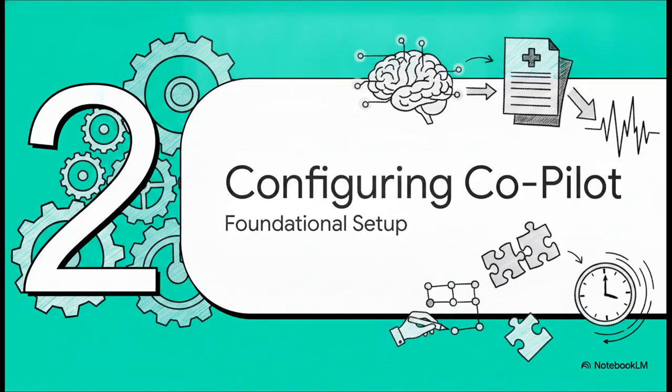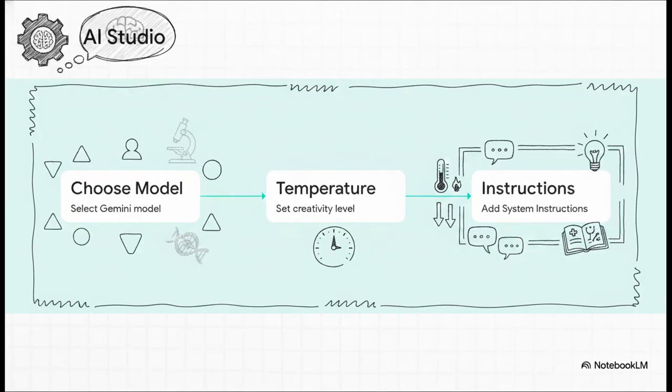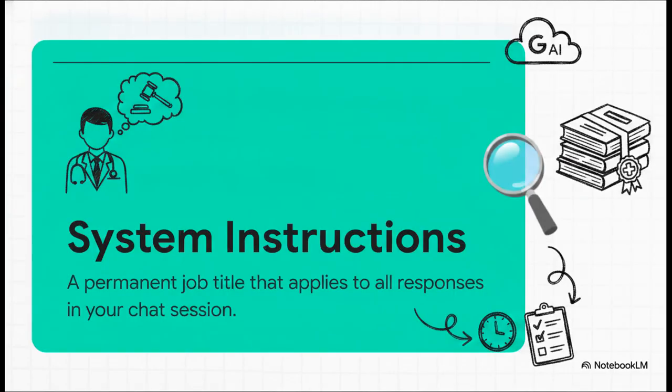Moving on to Section 2, configuring your medical copilot. Let's get into the foundational setup. Setting this up is a super simple 3-step process. Before you even write a single prompt, you just need to choose your specific AI model, set the temperature, and add your system instructions. Doing this visually breaks down the interface and empowers you with complete control before you even begin. Let's zero in on that third step because system instructions are incredibly powerful.